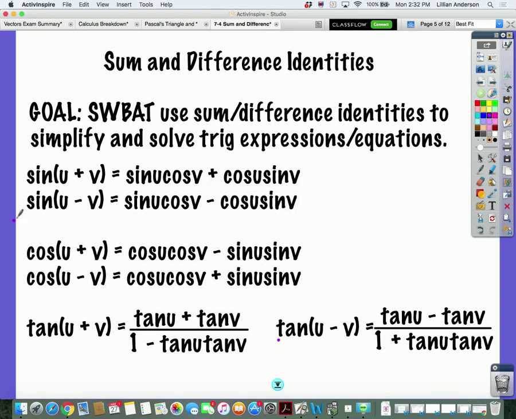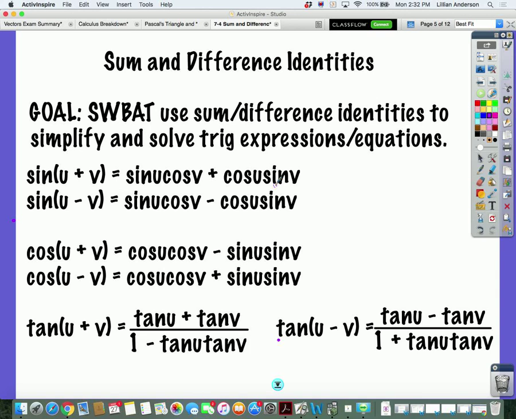But it's pretty straightforward. Anytime you see sine of an angle plus another angle, this is the formula that you use. It's pretty simple. You just plug in sine of angle U, cosine angle B, plus cosine angle U, sine angle B, and so on and so forth. I mean, it's pretty straightforward. It's more like a plug-in type thing.